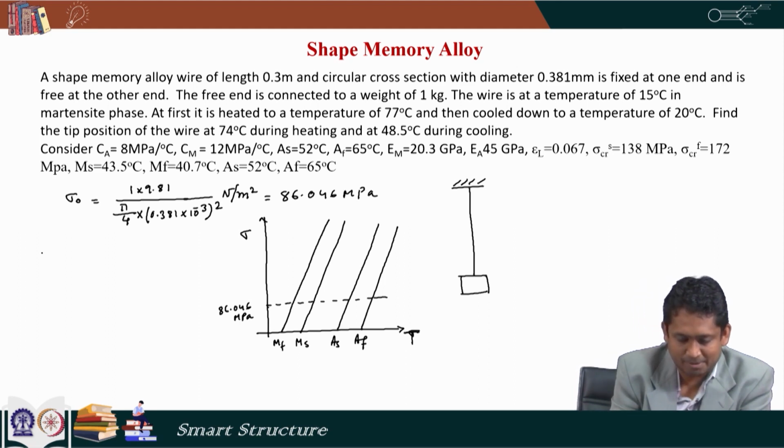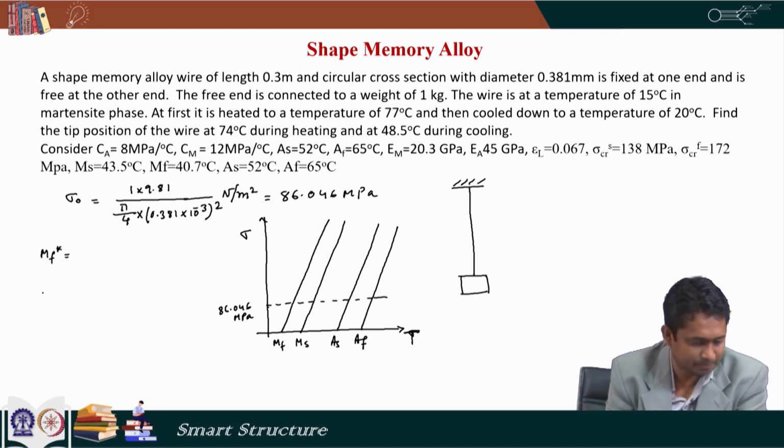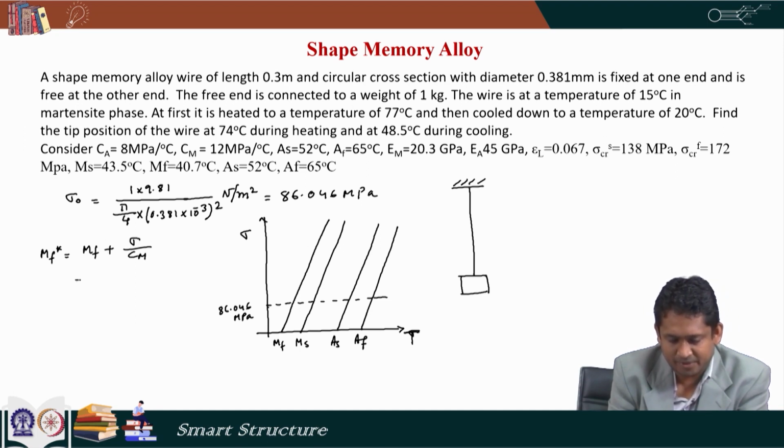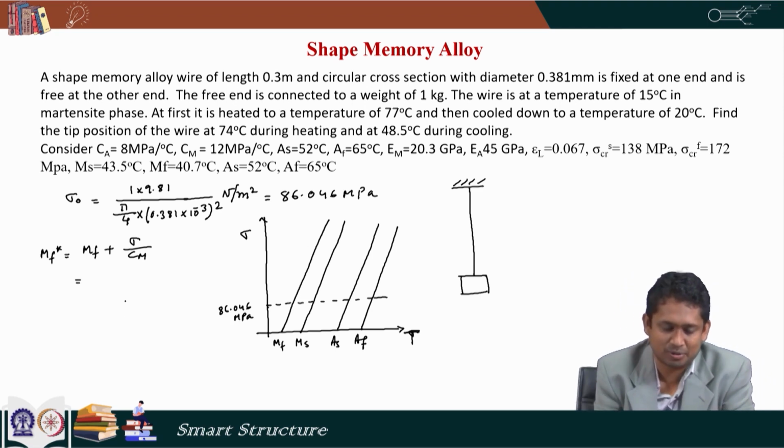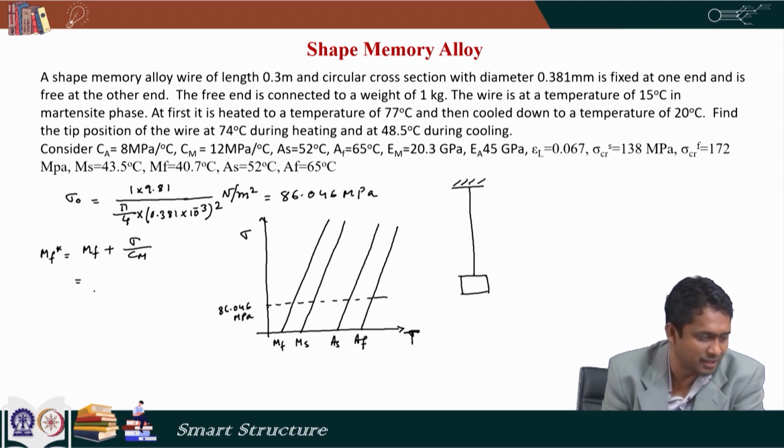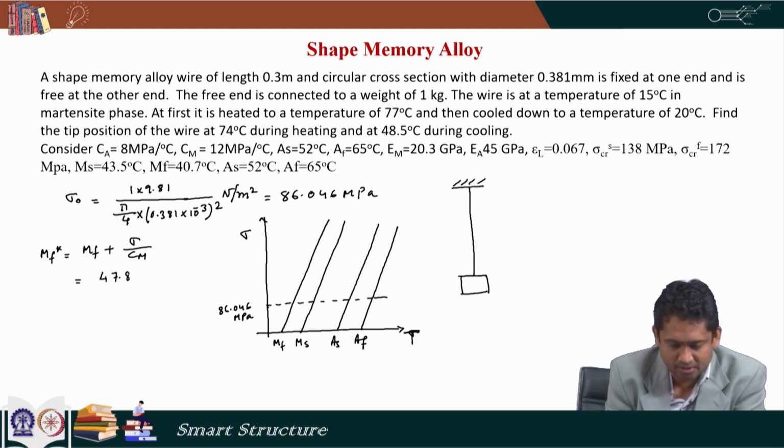So, let us find out MF star. MF star is MF plus sigma by Cm. MF is given to me, sigma I have found out, Cm is also given to me. So, if I put all the values, the MF star value comes to be 47.87 degree centigrade.